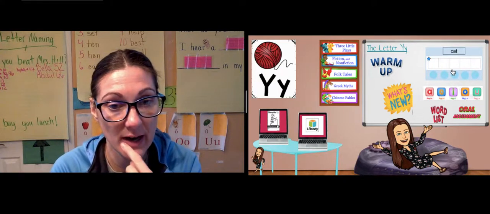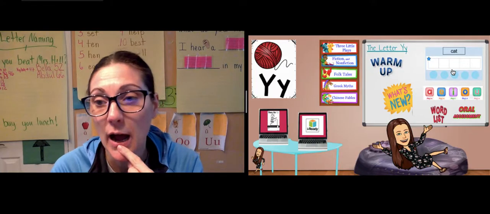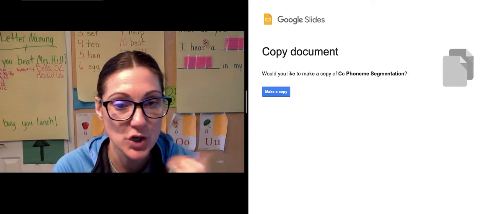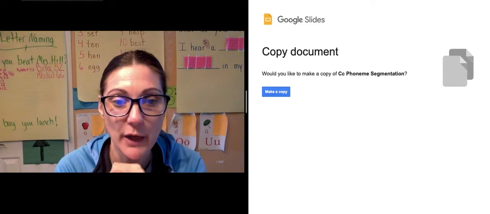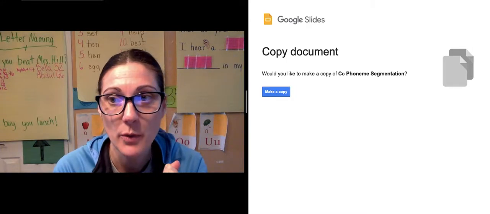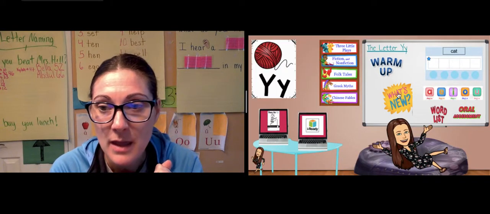This is our practice of phoneme segmentation. It will force you to make a copy of this, just so that the original one is not messed up or anything when you go in here. So that's just if you want some extra practice with what we did on our warm-up today.